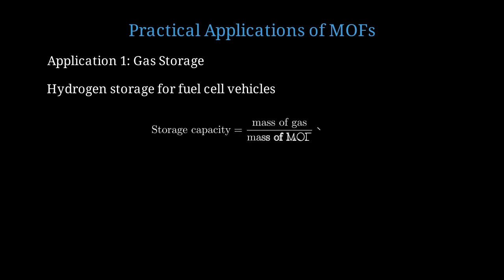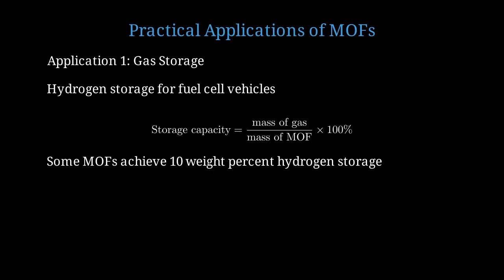Storage capacity is expressed as the mass of gas stored divided by the mass of MOF times 100%. Some advanced MOFs can achieve 10 weight% hydrogen storage at cryogenic temperatures, meaning 10 grams of hydrogen per 100 grams of MOF. The second major application is carbon dioxide capture from industrial emissions or even directly from air.